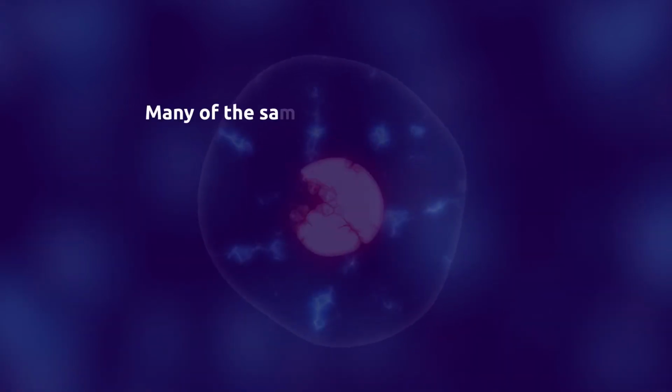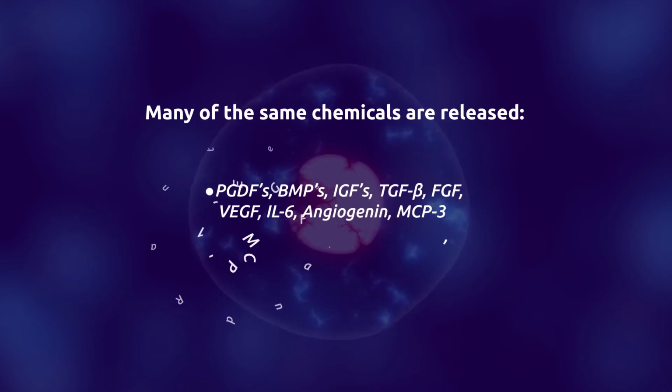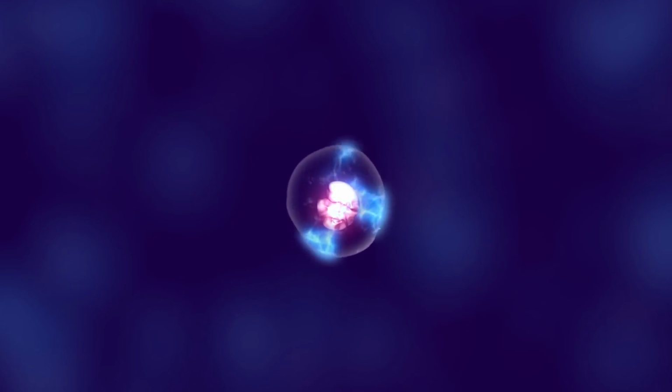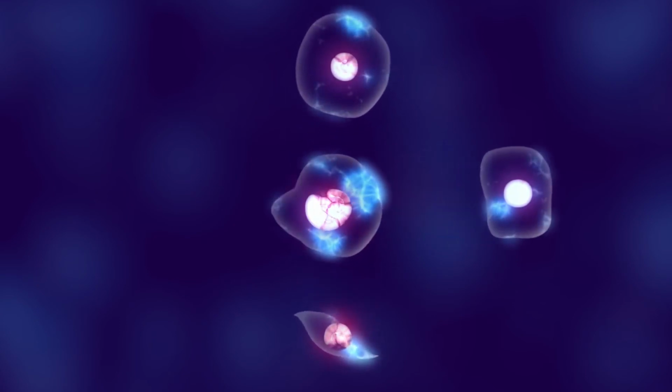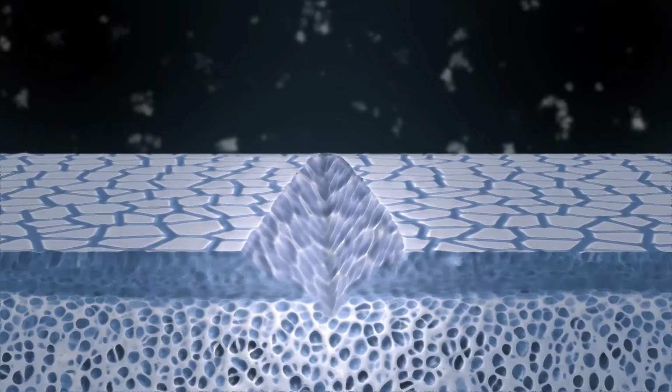Many of the same chemicals are released. These chemicals are responsible for the proliferation and differentiation of stem cells. Proliferation describes the process whereby stem cells multiply, and differentiation is the process where stem cells evolve into a different type of cell depending on what is needed.